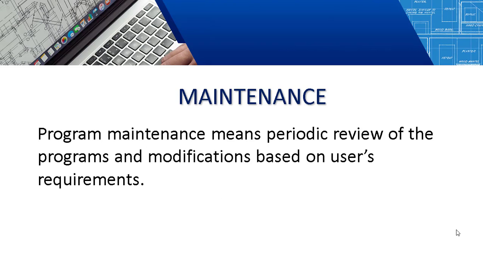The last stage of problem solving is maintenance. Program maintenance means periodic review of the programs and modifications based on the user requirement. The program which has been developed becomes outdated with time. Sometimes errors may occur, or depending on the changing rules and the user requirements, the program needs to be modified or updated. This is known as program maintenance, that is your periodic review of the programs.